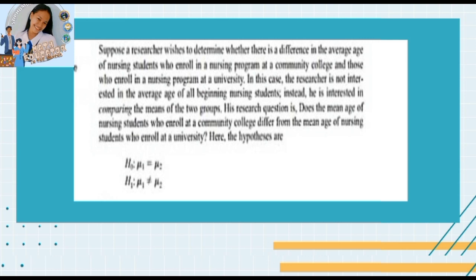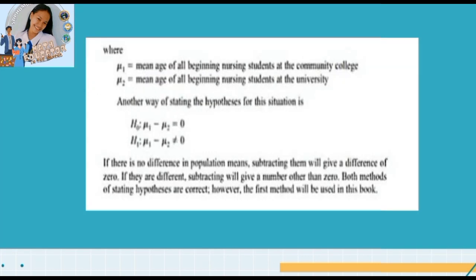Here, the hypotheses are: our null hypothesis is the first population mean is equal to the second population mean, and our alternative hypothesis is the first population mean is not equal to the second population mean, where the first population mean is equal to the mean age of all beginning nursing students at the community college, and the second population mean is equal to the mean age of all beginning nursing students at the university.